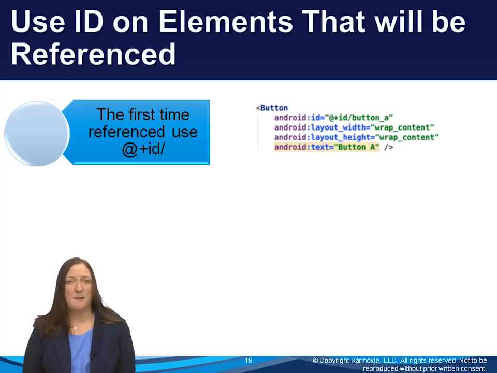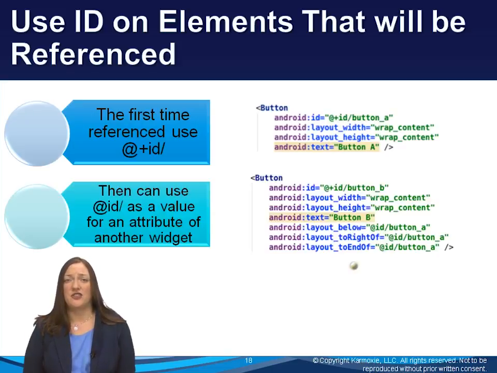But to make that happen, we do need to make sure we're using the resources. So we have the @ symbol with the plus ID. And the first time you reference something, you want the plus symbol in there. And then after that, you can just use @ID. But you'll notice when you're using Android Studio, it's going to add the plus symbol everywhere, and that is okay.